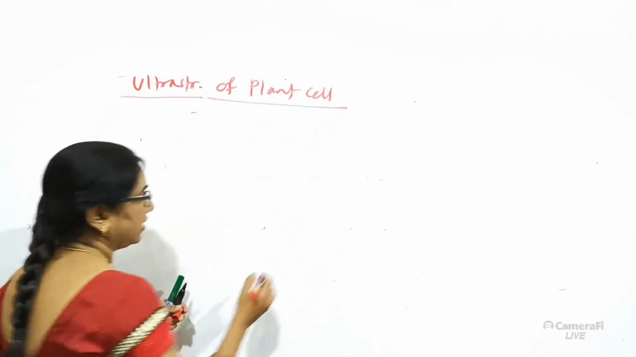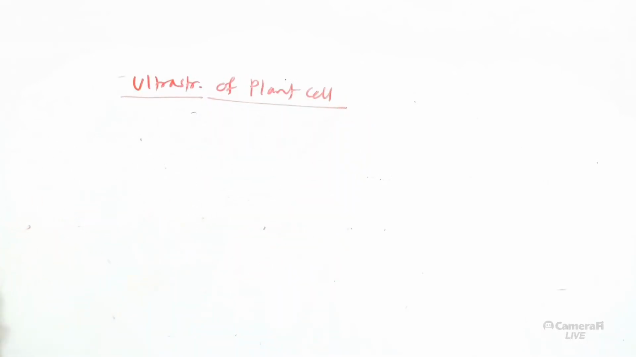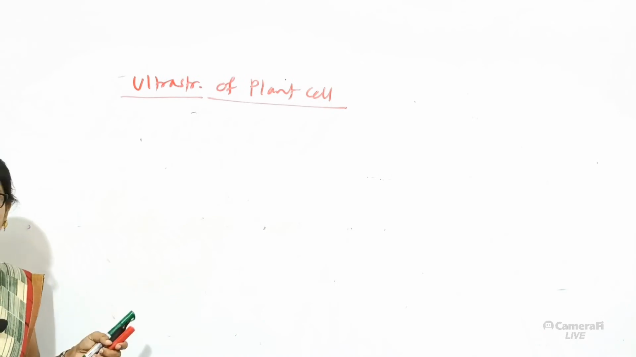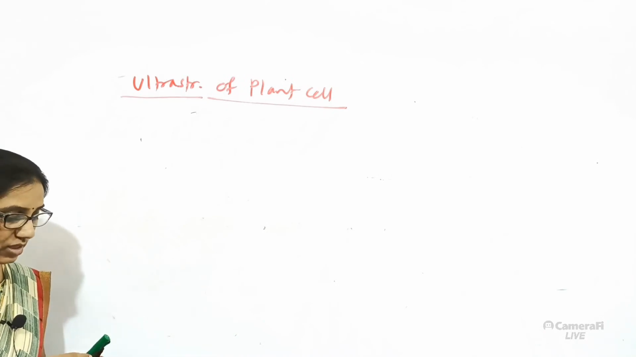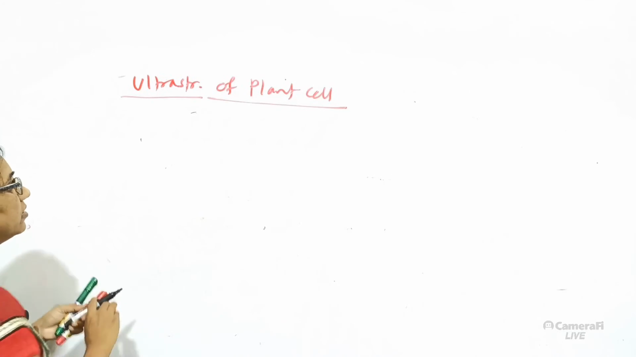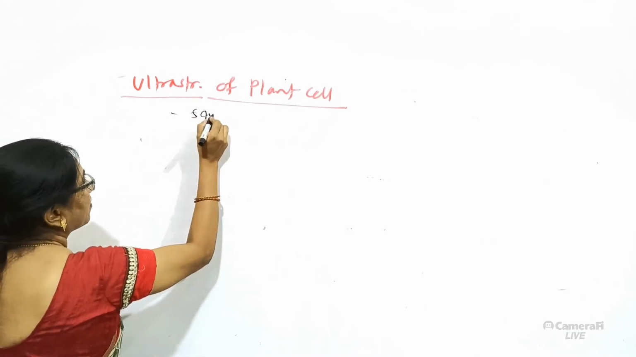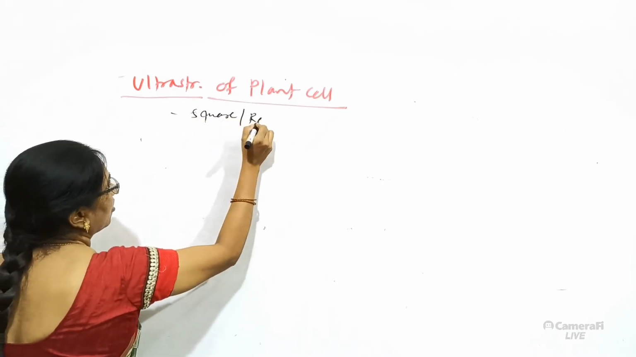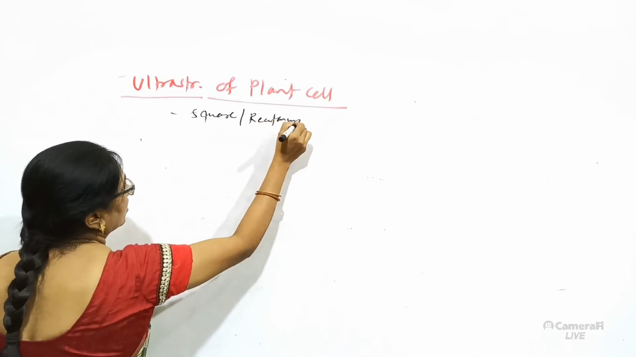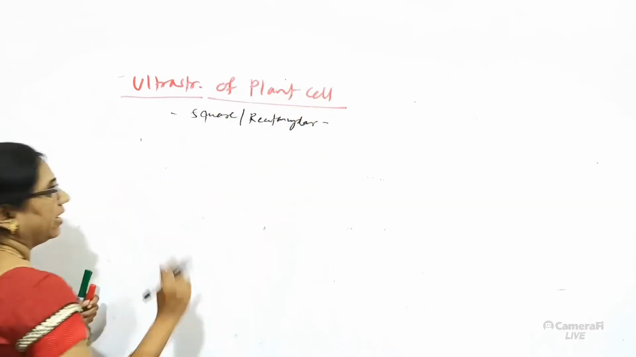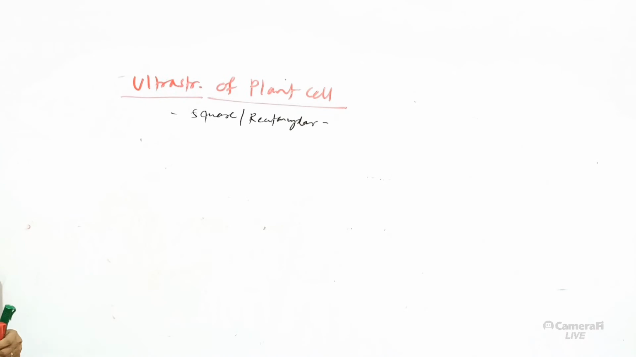Ultrastructure of plant cell. The plant cells have a definite shape, usually square or rectangular. These plant cells have a definite shape and rigid support due to the presence of the cell wall.